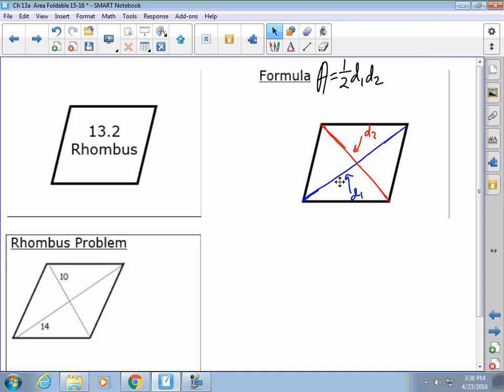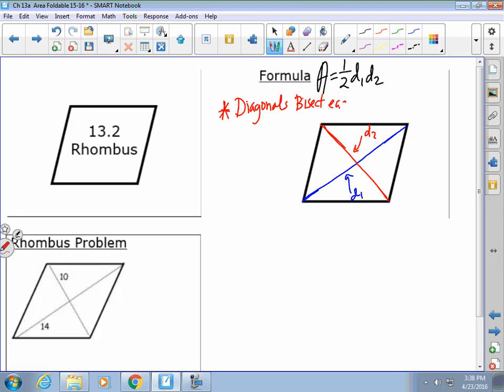The property that you need to remember, and I would add this to your notes, I'm going to put a little star here because this is important, is that the diagonals in a rhombus, only for a rhombus, bisect each other. So that means that my short diagonal, the red one, gets cut in half. So I'll just put a tick mark to show it's being bisected. And my long diagonal, my blue one, also gets cut in half.